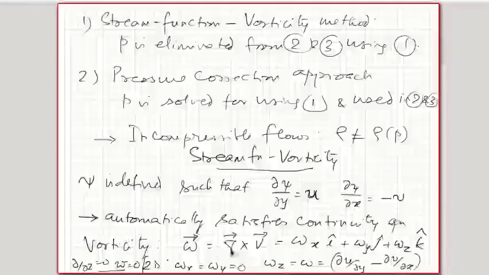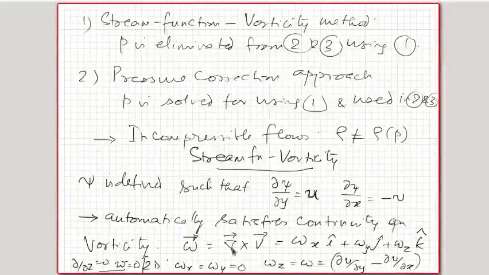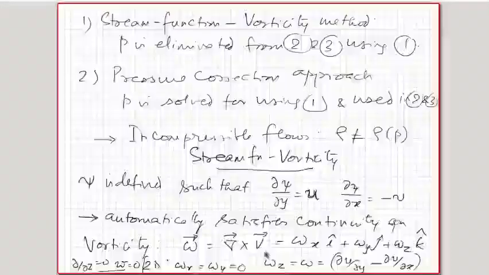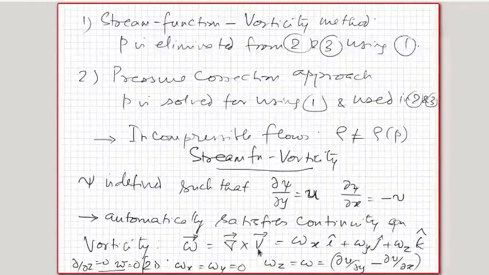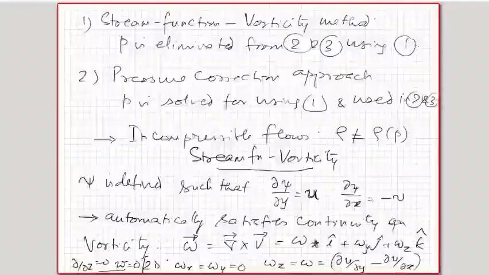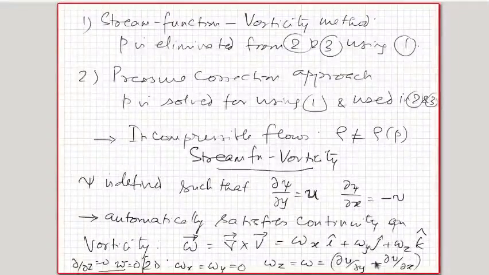This is an operator i del by del x plus j del by del y plus k del by del z, and this is ui plus vj plus wk, and in this w is 0. So you can actually take the cross product and verify that you will get the omega x and omega y to be 0 and omega z to be equal to this. Right? So this is the expression.